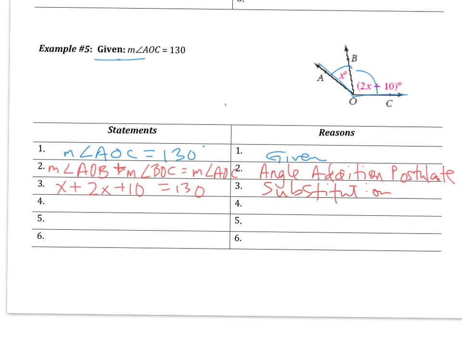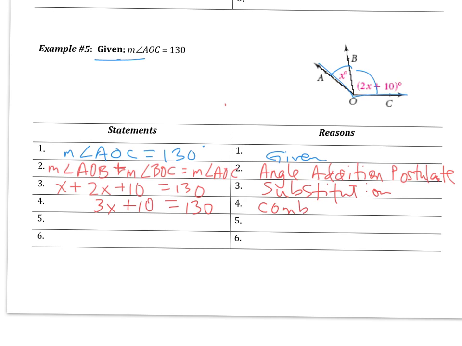What would you do? 1x plus 2x. All right, so 1x plus 2x would combine to be 3x plus 10 equal to 130. Did we use the addition property of equality? No? Very good. We didn't. Why not? Ooh, I like that phrase. What did we do instead? We combined like terms.